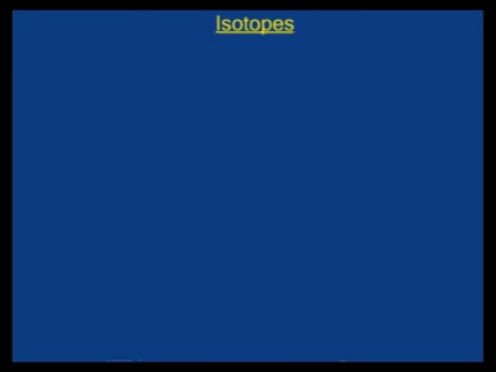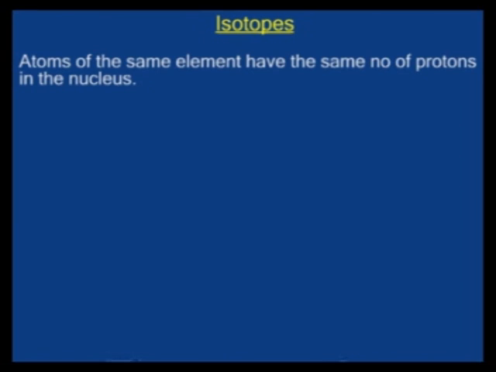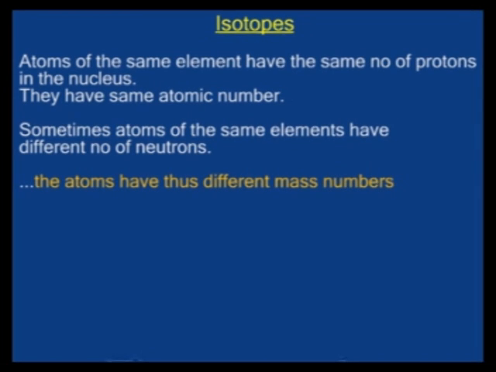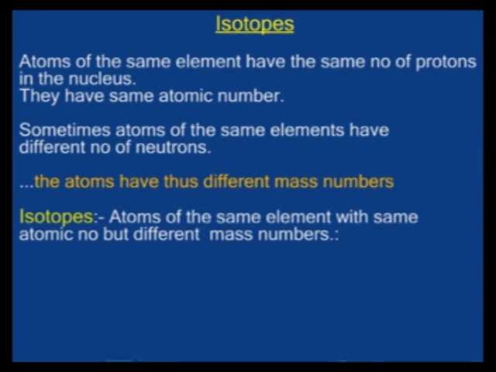Let us now look at something called isotopes. It was stated earlier on that atoms of the same element have the same number of protons in the nucleus. Thus, they have similar atomic numbers. Sometimes, however, atoms of the same elements have different numbers of neutrons in the nucleus. The consequence is that these atoms have different mass numbers. Simply stated, isotopes are atoms of the same elements having the same atomic number but different mass numbers.